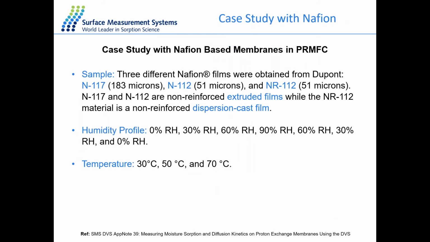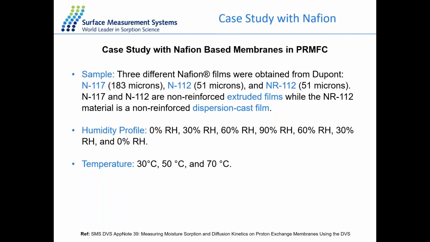Here we have a very simple case study about fuel cell research. We have 3 different naphthalene-based film samples. The same as what Florian introduced before, the N117 and N112. Those 2 film samples with different thickness are the extruded film samples. And we also have a dispersion cast film sample, the NR112 sample, with the same thickness as the N112 sample.